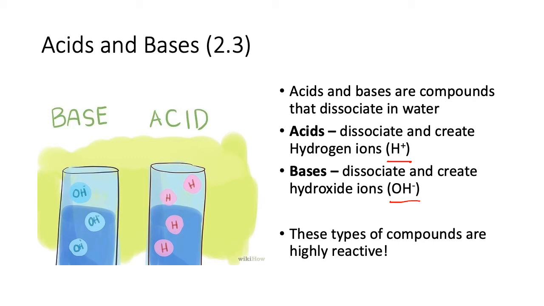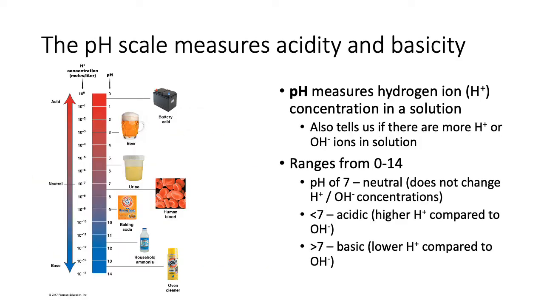And so being able to determine how acidic or how basic a compound is can be really important to understanding human health. The way that we measure acidity or basicity is by using the pH scale. pH specifically measures hydrogen ion concentration in a solution. So it tells us if we have high levels of hydrogen ions or low levels of hydrogen ions. It also allows us to compare how many hydrogen ions there are versus hydroxide ions in a solution.